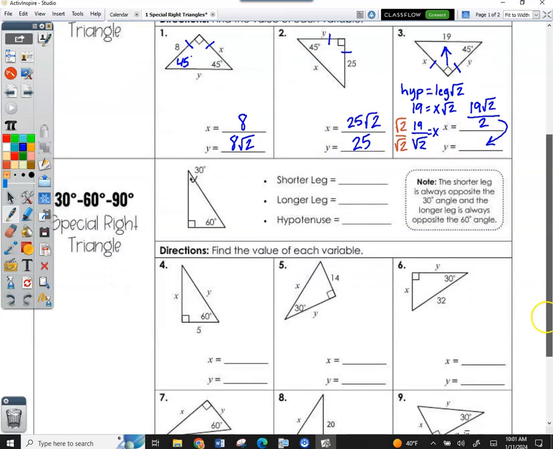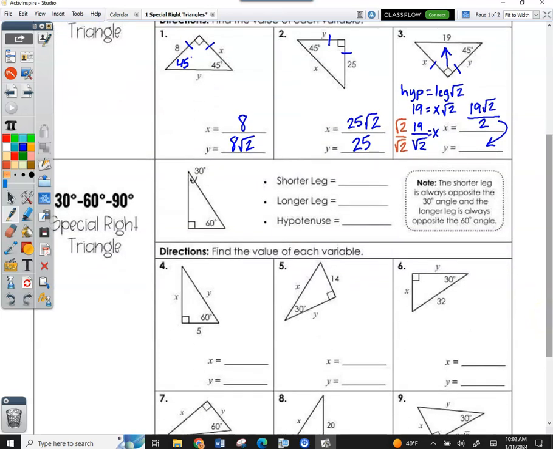So 30, 60, 90. Right here, you have the picture, it's all blank, and then it gives us the place to put the formulas. So we're going to label it this way. I'm going to show you how I always label as I refresh my memory. I always find the short side, and the short side is going to be opposite of the smallest angle. So here's the 30. I'm going to come to the side farthest away. This is my short side. We're going to call it x.